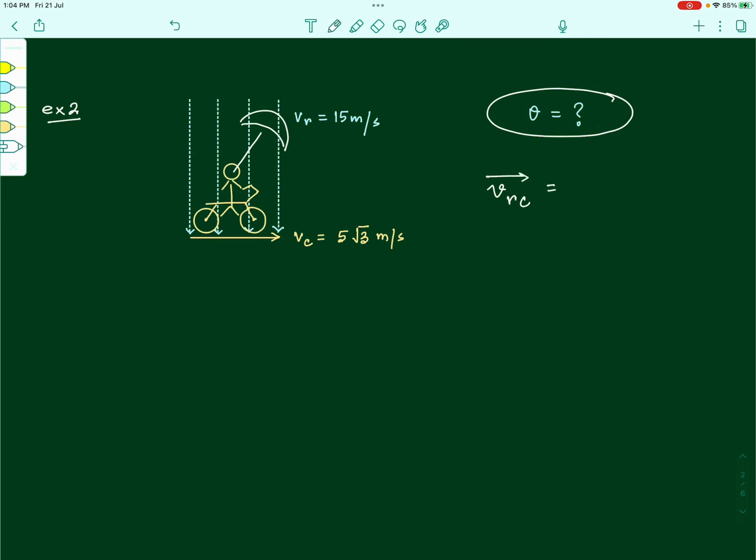So, essentially we are supposed to find the velocity of the rain with respect to the cyclist, which we know from the basics of relative motion, as we studied in the previous class or the previous video. It is the velocity of the rain minus the velocity of the cyclist by definition. So, we have to get this value now.